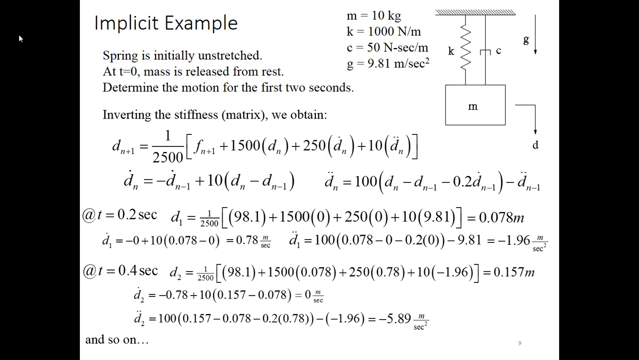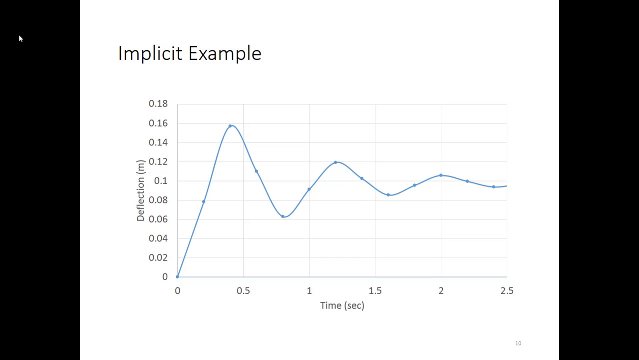So this is the process to continue through and get yourself up to the 2 seconds. I haven't gone through the details of the rest of the analysis, but I do want to show you the final result. So here's what it looks like. This is the position that we predict for this case, and it looks pretty good. So the implicit appears to be working. The accuracy might go up slightly if we go to a smaller time step. But that's the basic process for implicit analysis of a dynamic system.